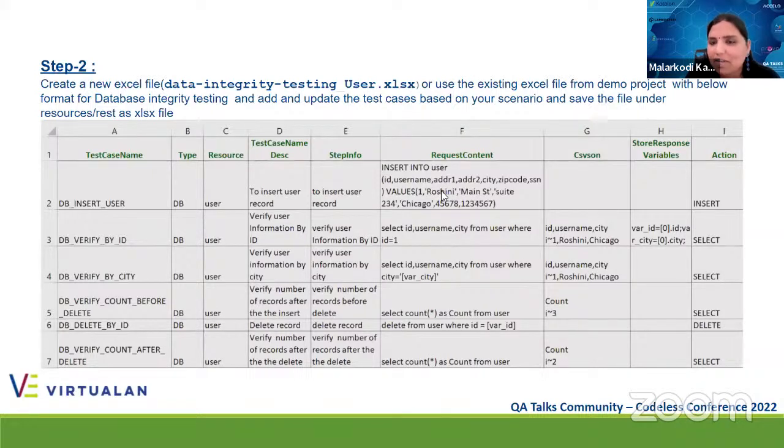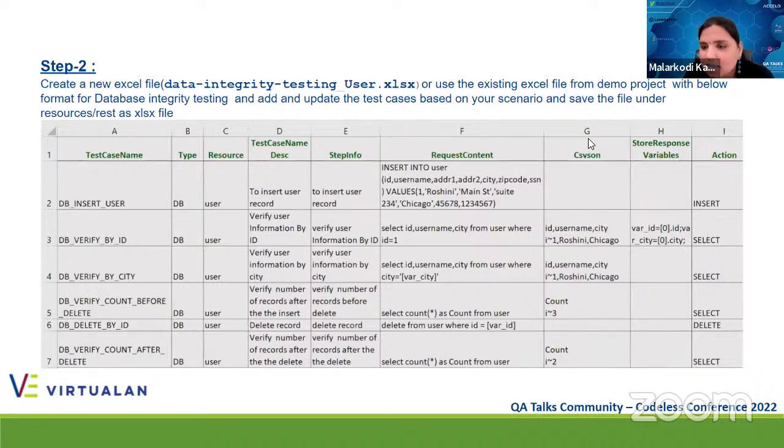Then the F column is a very important column. Here, if it is the database, we specify our queries. See, in the second row, I have given the insert query, so it will complete the insert operation. That is my second row, the DB insert user. In the third row, I am verifying that a particular ID is present after my insertion. So here I have the select query, and the G column is the CSV JSON.